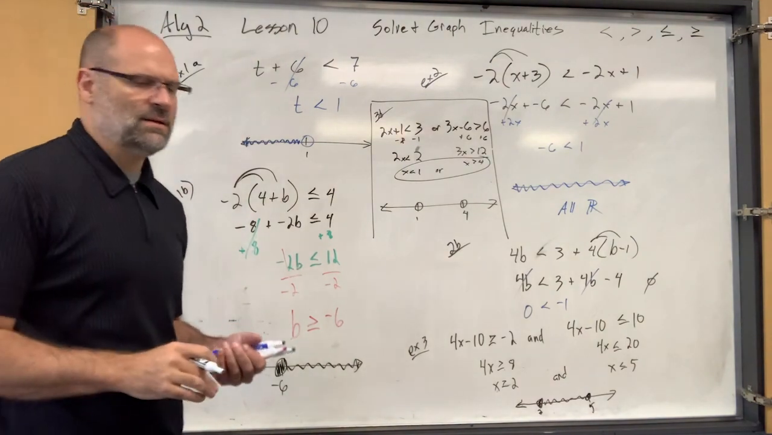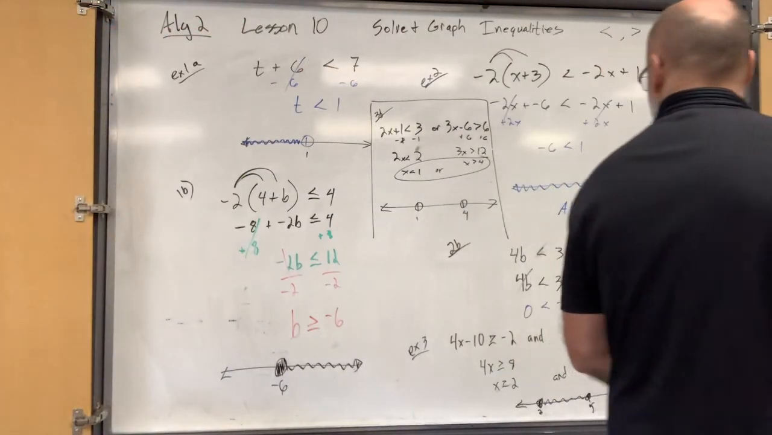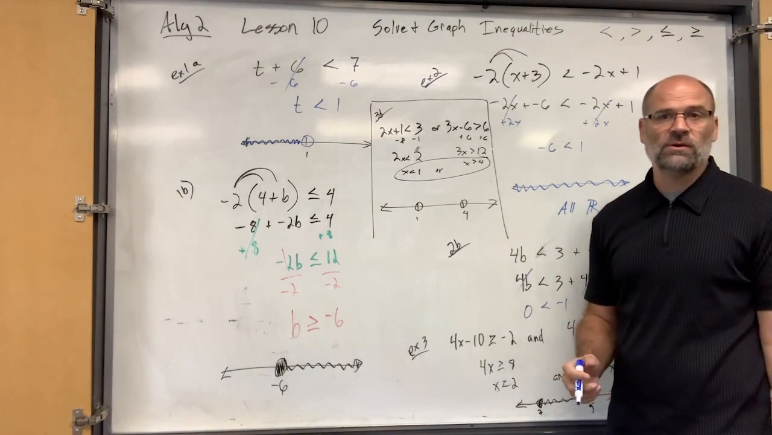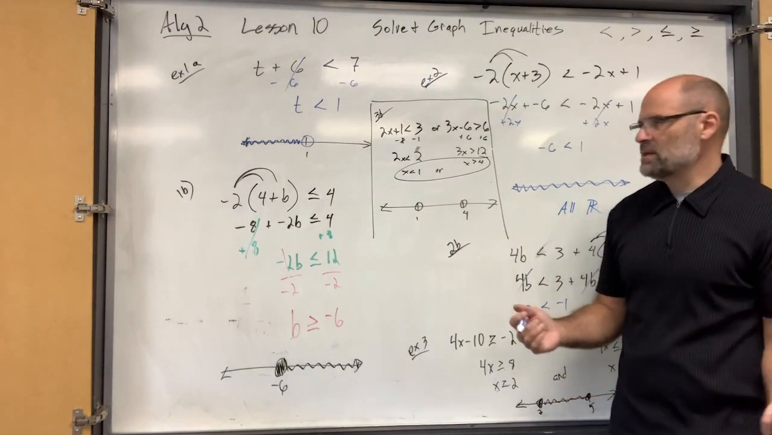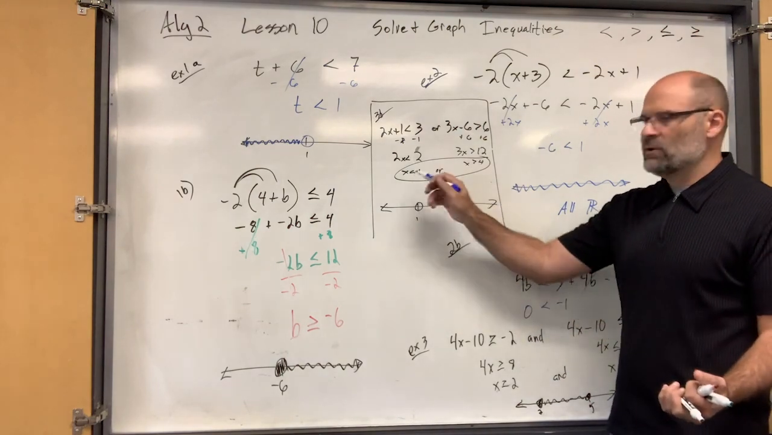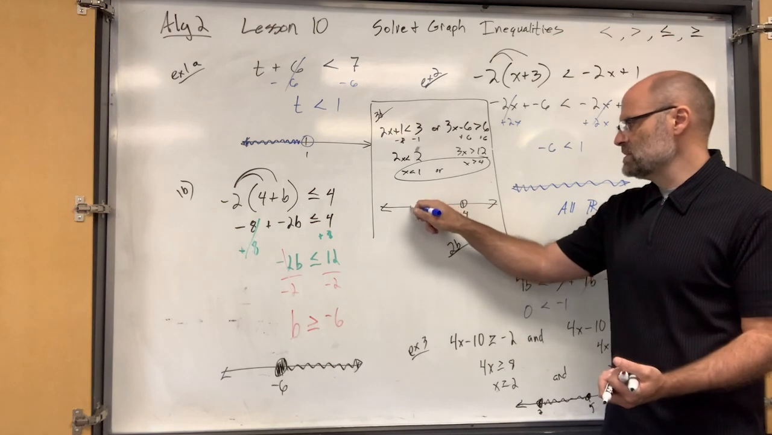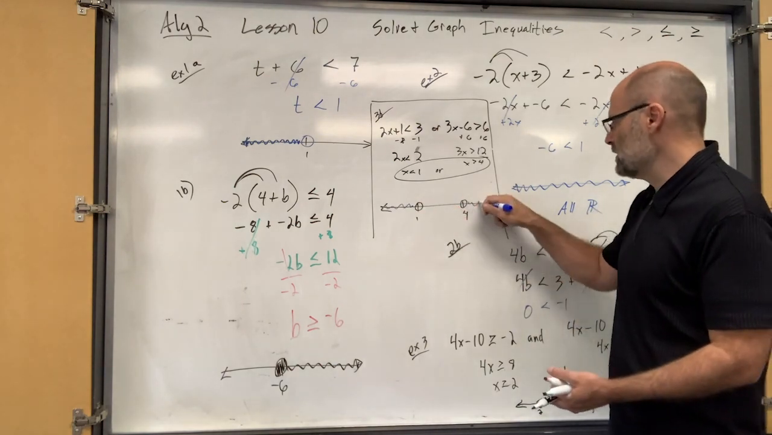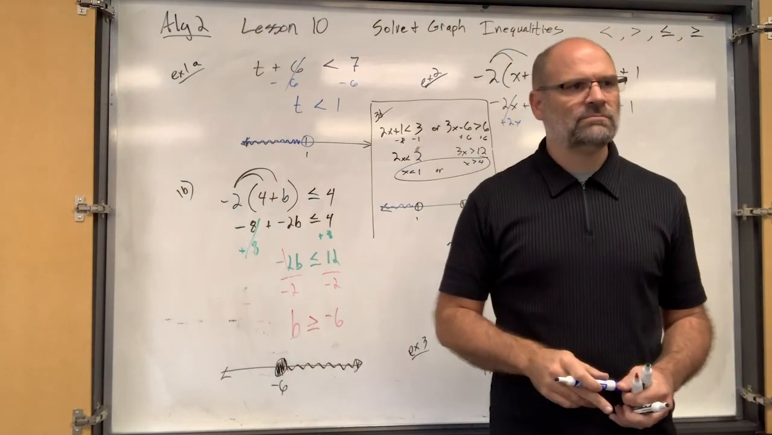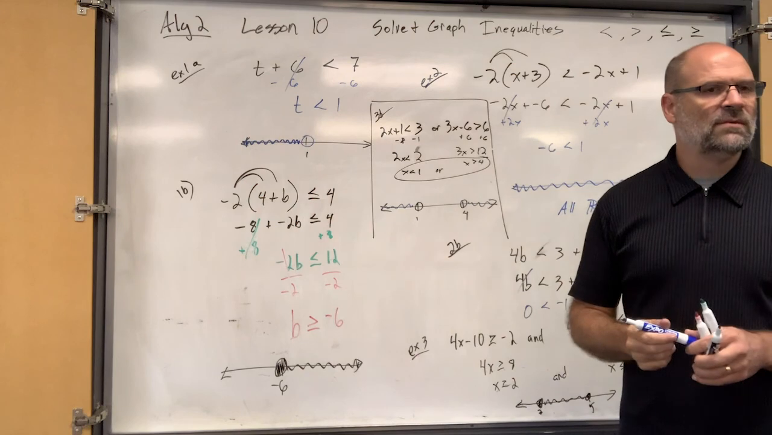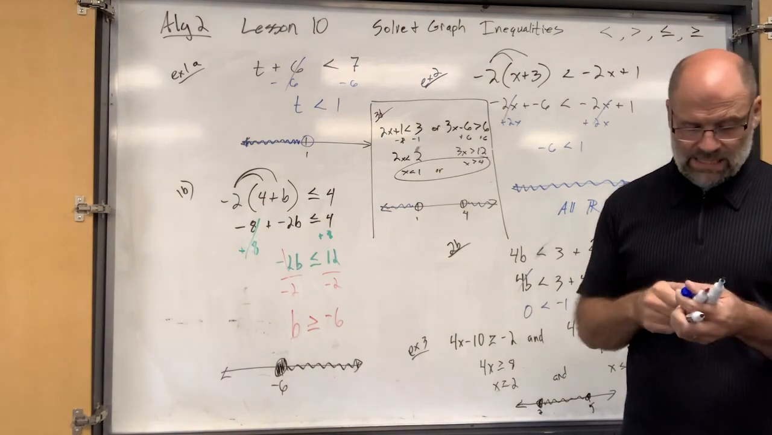Now, how do I shade this? Well, just do it one at a time. Ors are a little bit easier because you're just putting two graphs on one number line. You know how to graph x is less than 1, just shade to the left. You know how to graph x is greater than 4, just shade to the right. Pretty simple, right? You're just doing two problems in one. Those or ones are a little bit easier.